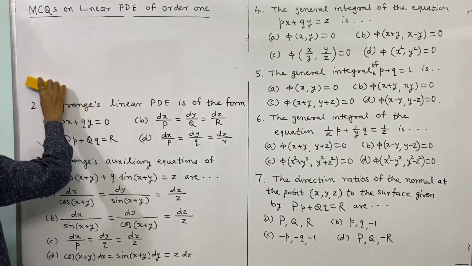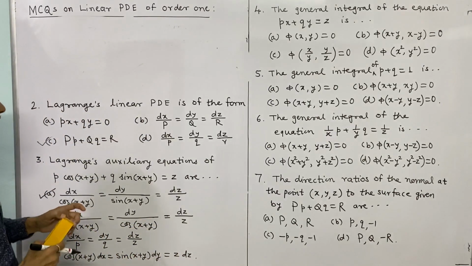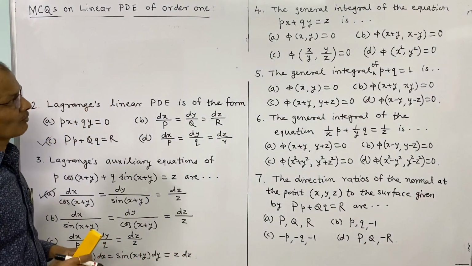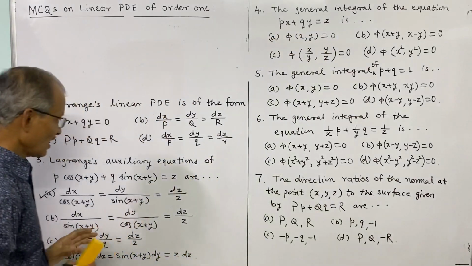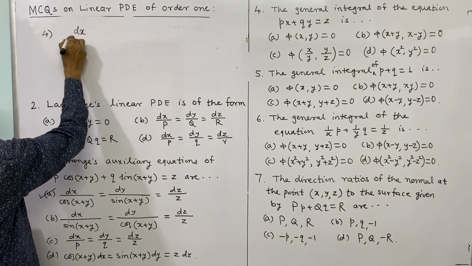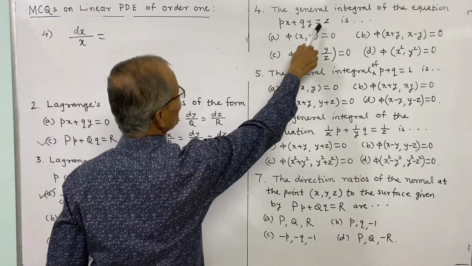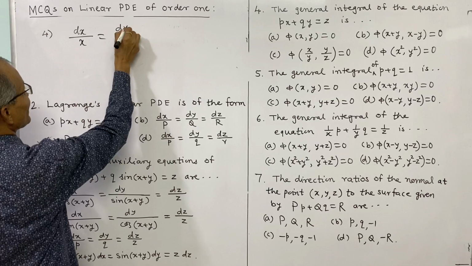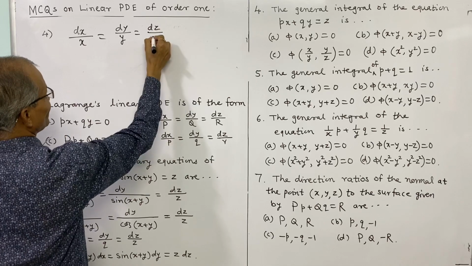So the method that we have studied is that we have to write Lagrange's auxiliary equation, which is of this form, and then by comparison, what is capital P here? P is x, capital Q is y, and capital R is z. Therefore Lagrange's auxiliary equation will be dx upon capital P, that is x, is equal to dy upon capital Q, that is y, is equal to dz divided by capital R, that is z.